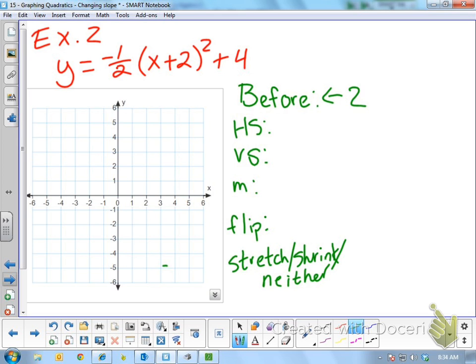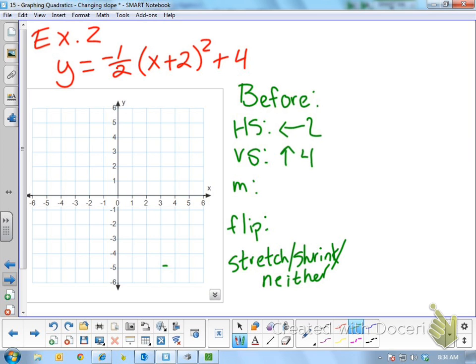Vertical shift was the number to the far right, outside of my parentheses, that was not an exponent. So Kamal, what's my vertical shift? Number to the far right. Why did you put the left on before? Sorry. And then Kamal answered what the vertical shift was. 4. Positive means we go up 4.